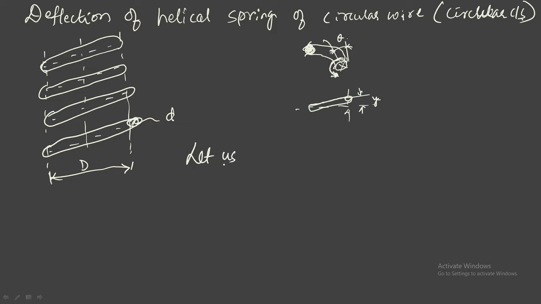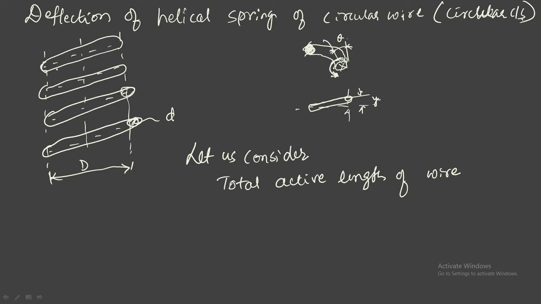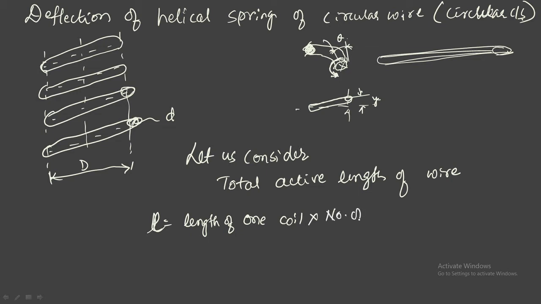Now, as I said, let us consider the total active length of wire. For analysis purposes, we are going to unwind the spring in the form of a straight bar, a straight shaft, or a straight wire. So now let us take L equal to the active length of wire, L equal to the length of one coil into the number of active coils.